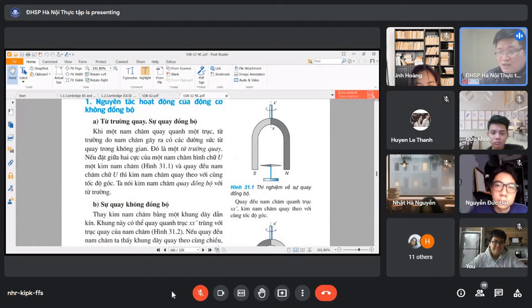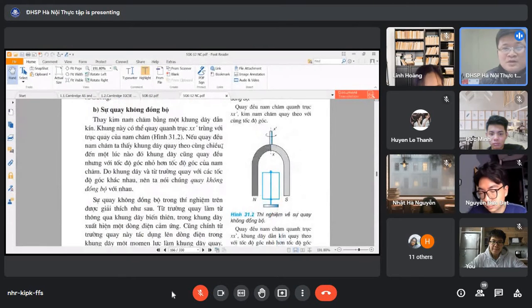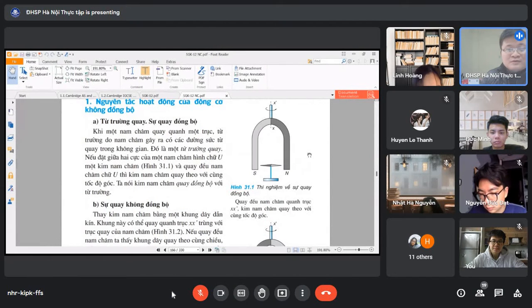I plan to ask you something, so please prepare for that. So in this case, the models explain how we can rotate a certain coil. For the first model, it's easy: we have the needle magnet, then we have a U-shaped magnet, and when we turn the U-shaped magnet, the needle magnet will rotate. It's easy because of the magnetic force.